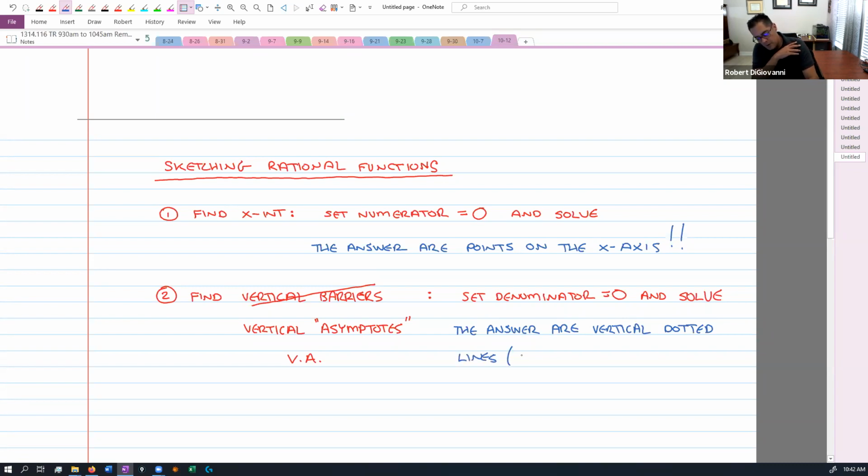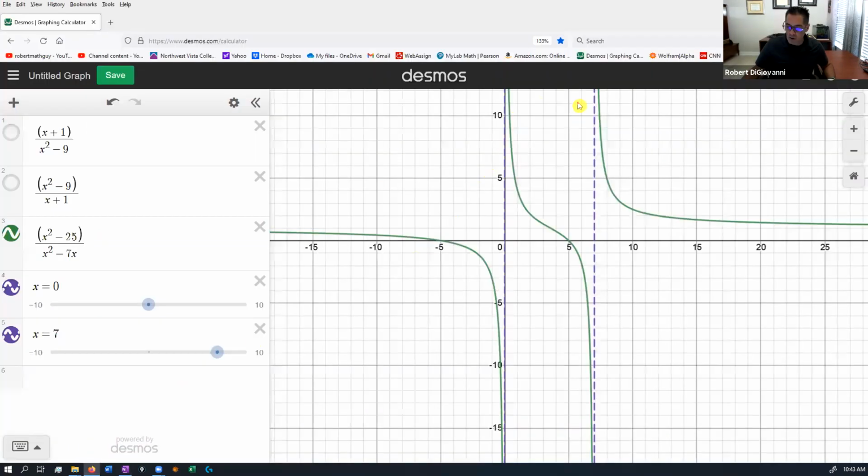Our graph turns up or down here. I haven't explained how you can determine that, but it's just important to know that the vertical barriers are not actually part of your graph. These vertical lines are not part of the graph. The graph is the green part. These are just kind of imaginary. They're there, but they're not there. We are going to use them to help us graph, but they're technically not part of the graph. Understand?